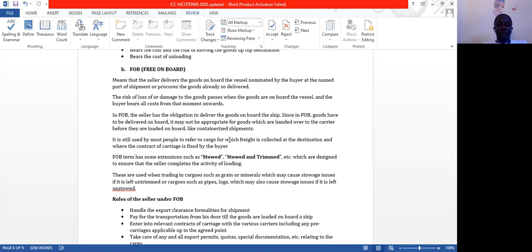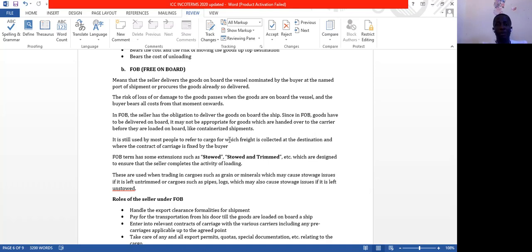So the FOB term has some extensions such as stowed and trimmed, which are designed to ensure that the seller completes the activity of loading. They are used when trading in cargo such as grain, minerals, which may cause storage issues if left untrimmed, or cargo such as pipes, logs, which may also cause storage issues if left unstowed.